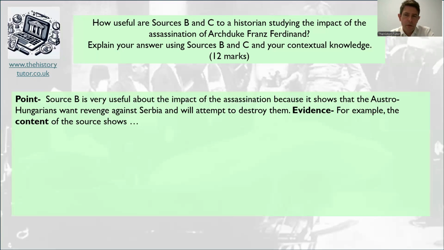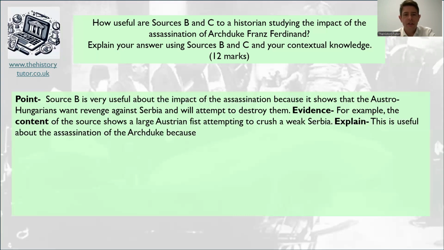All right, so have you paused me and got an idea down? So here's what I've written. You can self-assess using this. So for example, the content source shows a large Austrian fist attempting to crush a weak Serbia. Okay, it doesn't need any more than that, really, does it? Because I've given a lot in the opening sentence. I've said that Austro-Hungarians want revenge for the assassination. So the meaning's already in the opening sentence.